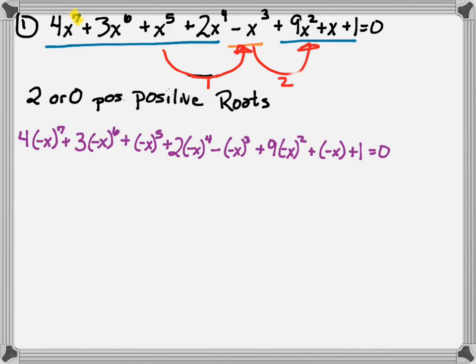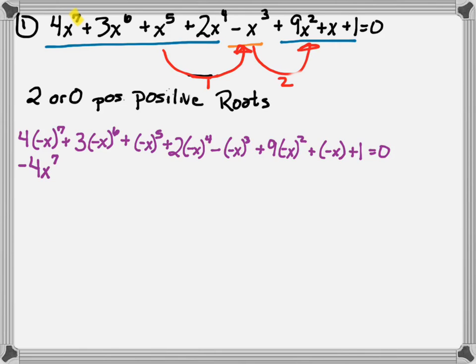So all I did is plug in a negative for every single x. And we're going to go back through and figure out what it did to the signs in front. So, if I have negative x times itself 7 times, is the answer going to be positive or negative? A negative is going to change the sign in front. So that's going to make it a negative 4x to the 7th. If I have negative x times itself 6 times, is that going to make it positive or negative?